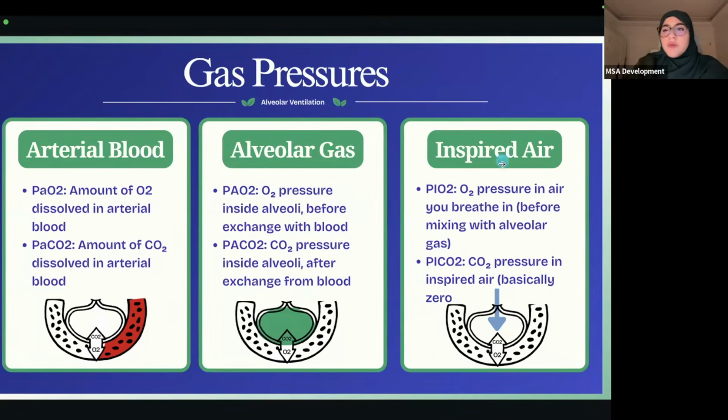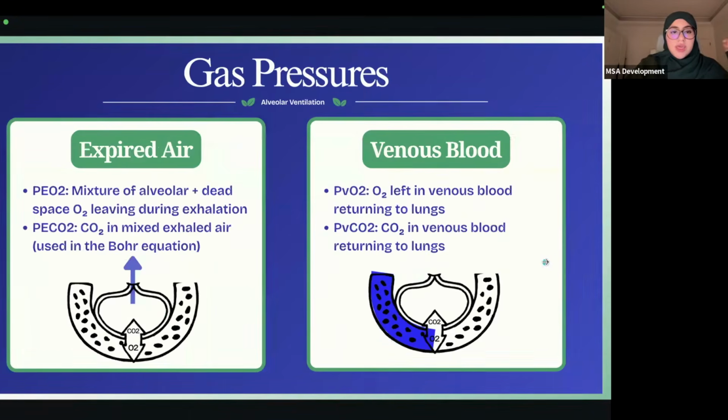Inspired air is how much you breathe in, and you're not supposed to breathe in CO2, so you're not supposed to have a partial pressure of CO2 unless you're in a dense CO2 environment, which is not great. Expired air, same thing: how much oxygen and how much CO2 is in your expired air. And then venous blood: how much O2 and how much CO2. Usually CO2 should be more, because it's deoxygenated blood.